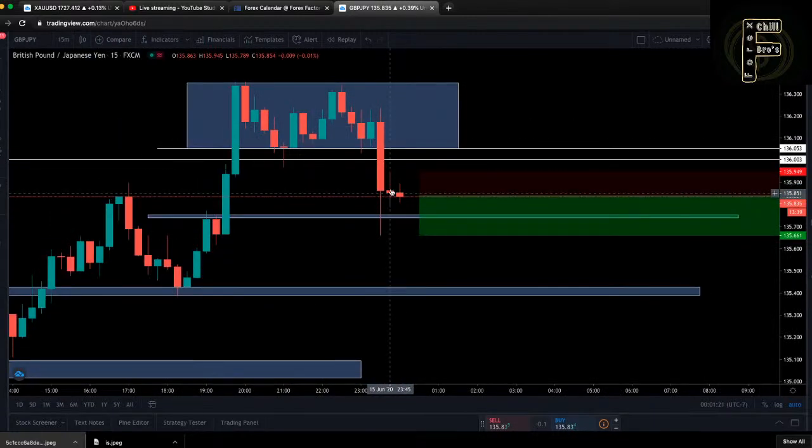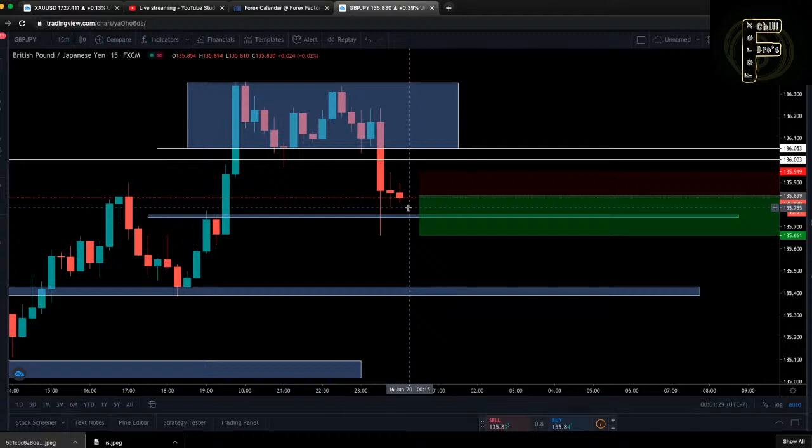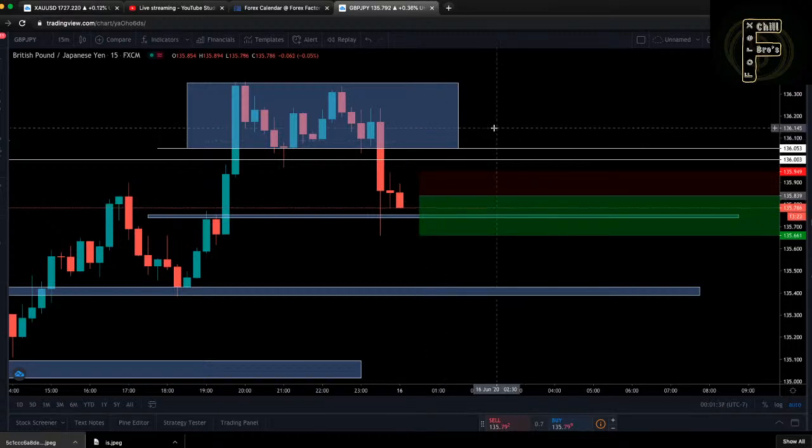I'm trying to ignore this, but this is the 15 minutes. Once price breaks this low, I'm really certain we're pushing down, because once price is going down, we're just going to be forming lower lows and lower highs, lower lows and lower highs, if you guys know what I'm talking about. So you see, we just broke it. Like I said, we're pushing down. Whoever took this trade, this was a nice trade.